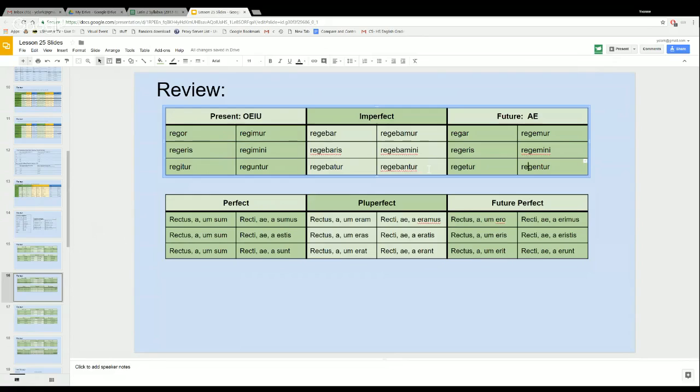Now, if you guys haven't noticed already, there are two forms that are similar. Well, I won't say they're similar, they're identical. Have you noticed that yet? In two different tenses.